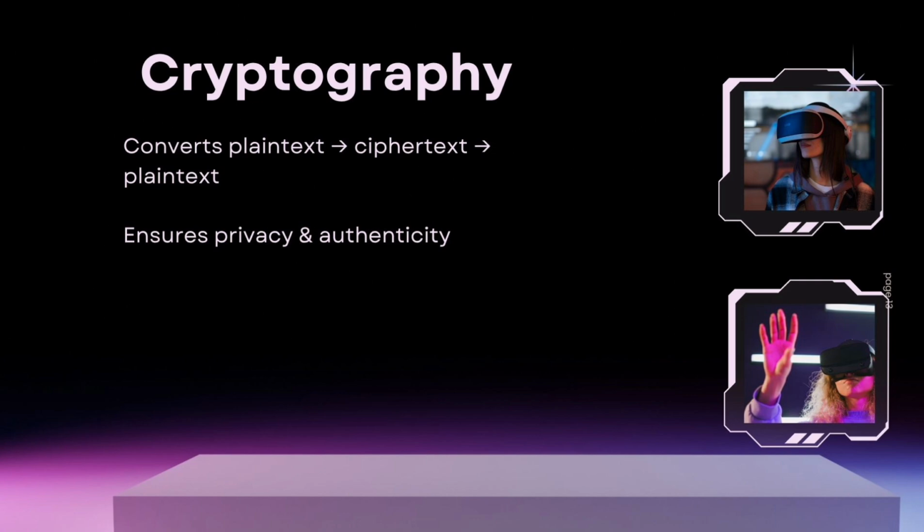Now we have cryptography. To secure email messages, cryptography is used. It converts plain text into ciphertext and then back into plain text. This process ensures privacy and authenticity. You can imagine it like a lock and key system protecting our message.